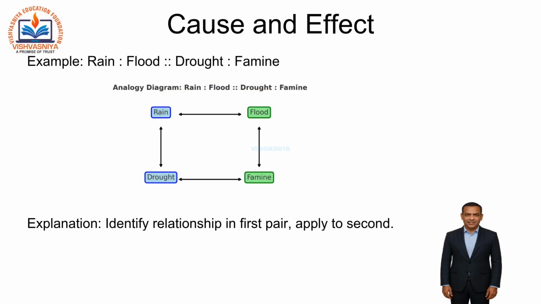Rain leads to floods, just as drought results in famine. Understanding this cause and effect relationship helps us predict outcomes based on initial conditions. Recognizing these patterns is crucial for effective planning and response in various fields, from agriculture to disaster management.